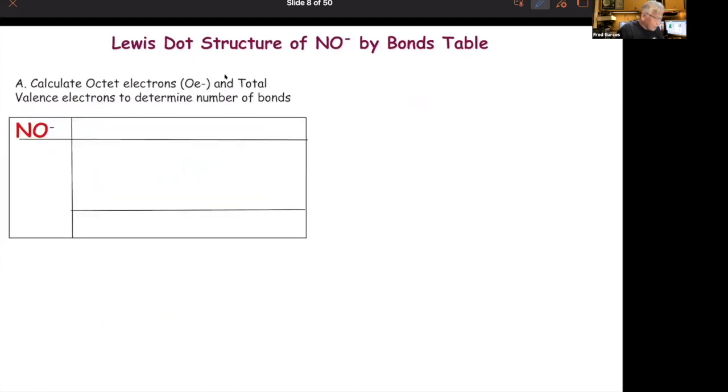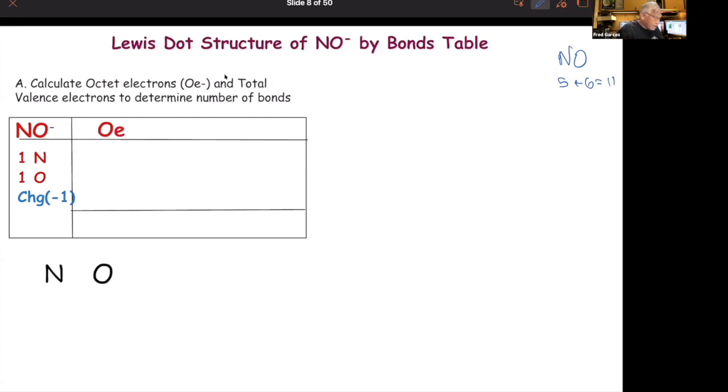Let's go to something like NO minus. Remember, I told you NO violates the octet rule because nitrogen comes in with 5, oxygen comes in with 6, so that's 11. But this is not an odd number of electrons because it's NO minus. So you've got 1 extra electron in this particular case. So again, the charge means you add 1 more electron in the total structure.